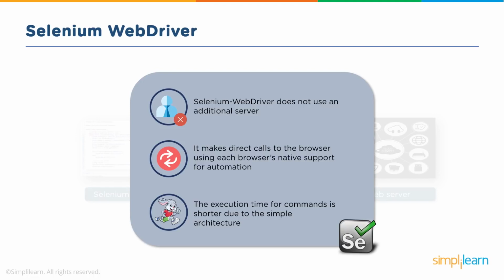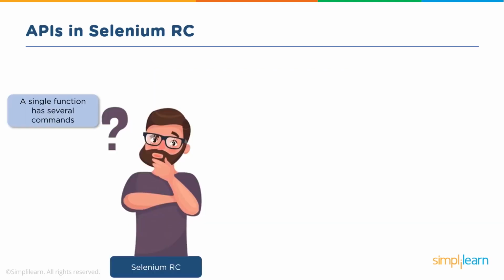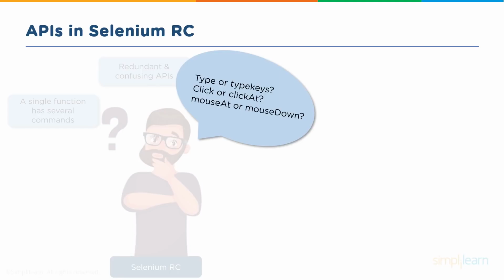Now, was that all because of the architecture? No, there were a few other shortcomings with RC. APIs in Selenium RC: a single function has several commands. Redundant and confusing APIs. RC is a less object-oriented API. Though there is a good set of APIs to work with, they are pretty redundant and confusing. For example, how and when to use a type key or a type command. Another example is the mouse commands: when to use click or click at, or when to use mouse at or mouse down. So this was getting pretty confusing for the developers.